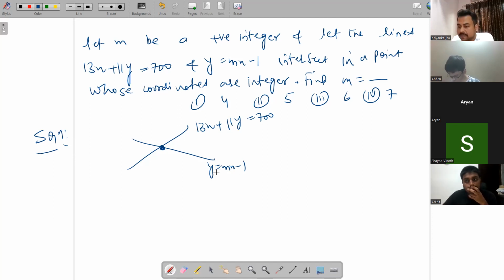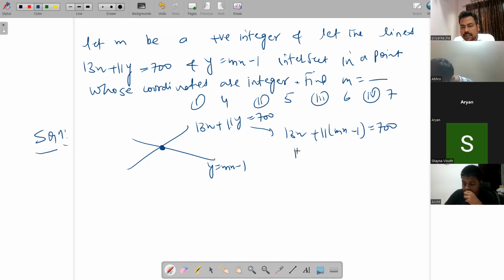You must have studied in class 9, class 10 how to find the point of intersection of two lines, right? So I got two equations, one in terms of y, one in terms of x, to find m. I'll just put y equal to mx minus 1 in this equation. So 13x plus 11 times (mx minus 1) equal to 700. Separate x, and this minus 11 will go to this side. So x will be 711 upon 13 plus 11m.